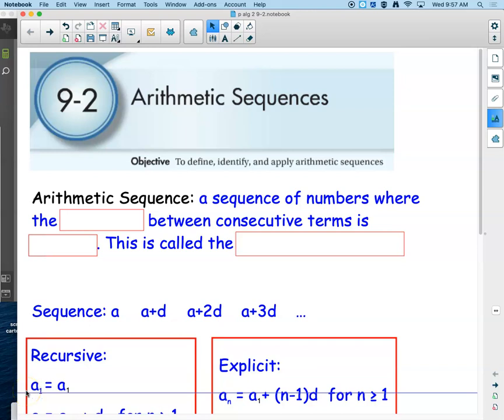I promised yesterday, when we were going through 9-1 and trying to find the different ways that we can write all of these, that eventually we would get formulas. It's going to happen. We're going to get formulas. In fact, today is the first day of that. Now, I pronounced this arithmetic sequences. I need to tell you it is actually pronounced arithmetic sequences.